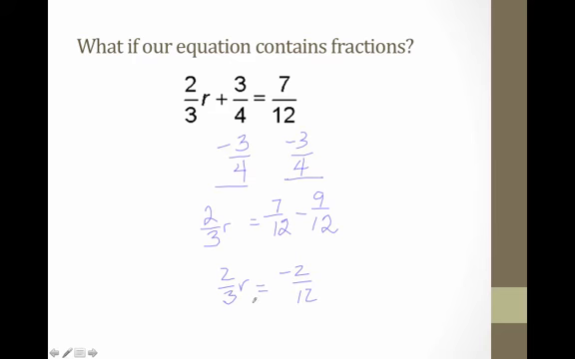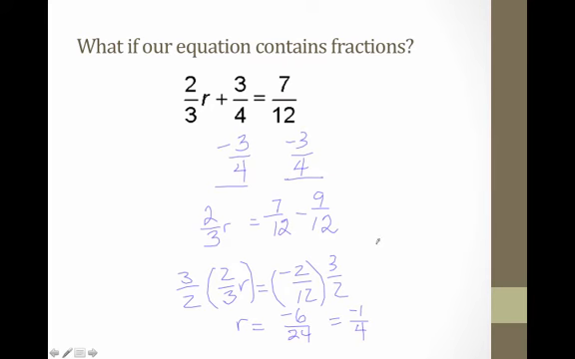Instead of dividing, I'm going to multiply by the reciprocal. So I'm going to multiply this by 3 over 2, multiply this by 3 over 2, and I get r equals negative 6 over 24. Am I done? No. That is also equal to negative 1/4. I'm going to count on you to do your check step.